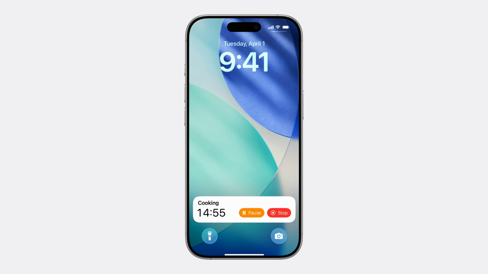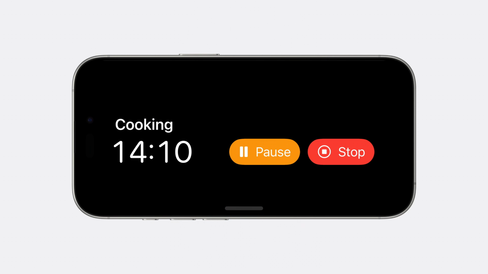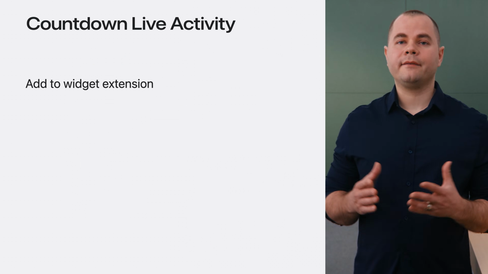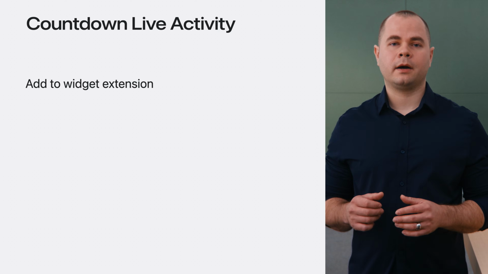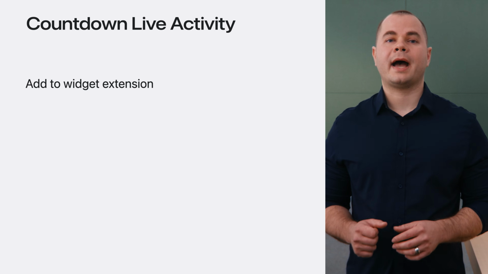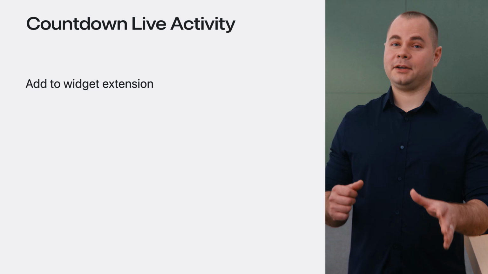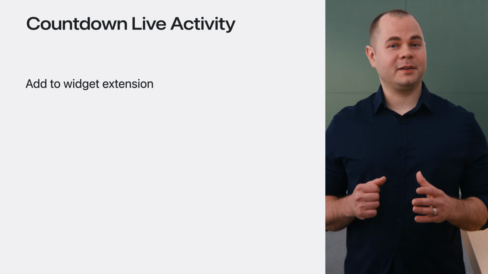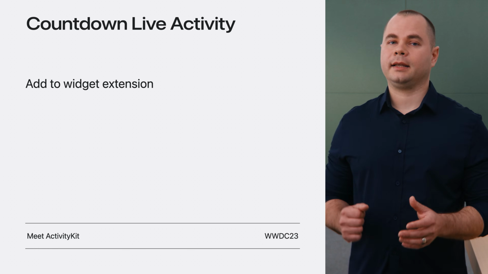I will create a countdown to inform me when the food is done cooking. It will appear on the lock screen, in the dynamic island, and in standby. If you know how to build a live activity, you already know how to create a custom interface for your countdown. You will need to add your countdown live activity to your app's widget extension. If you don't have one, do not get alarmed. You can get started by watching the WWDC25 video called Meet ActivityKit.